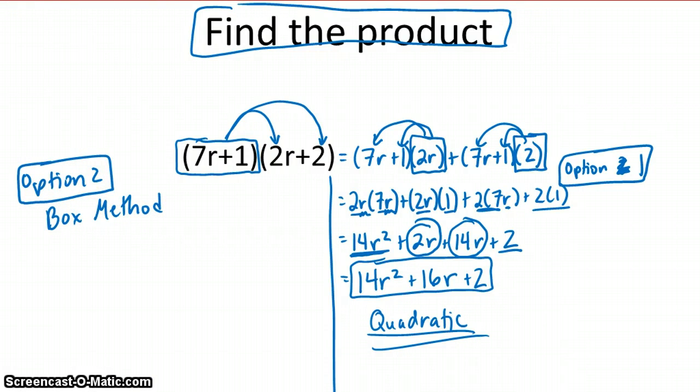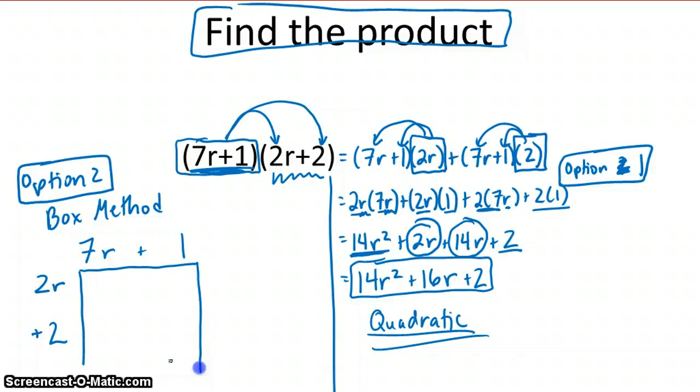In the box method, if you have a binomial times a binomial, what you're going to do is you're going to take the first one and write it on top. So I'd have a 7r plus 1. I'm going to take my second one and I'm going to write it down the side. 2r. I have to make sure that I keep my plus with it, because if you have negatives, it's going to cause a problem. And I make a box, and between every number or term, I draw lines. So you can see I end up with a box with 4 pieces to it.